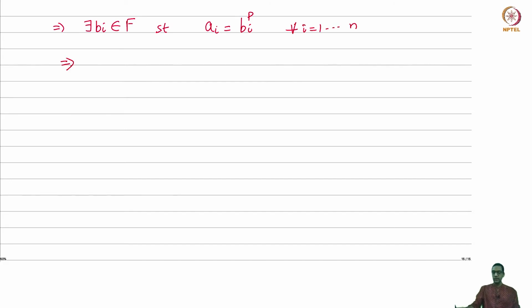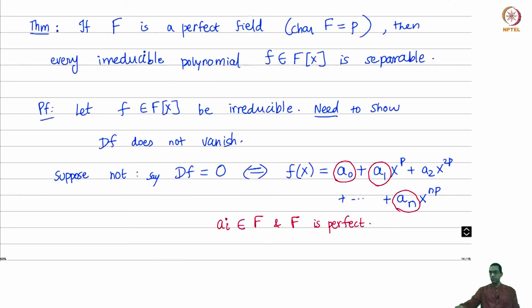So what does that do for us? It enables us to rewrite the polynomial f as follows. Instead of a0, I will rewrite it as b0^p. Instead of a1, I will write it as b1^p x^p, and so on, bn^p x^np. Okay, let's go up and check. This is how f looked.